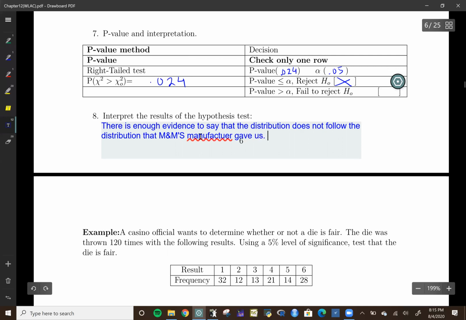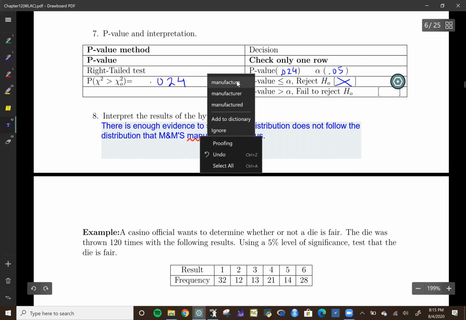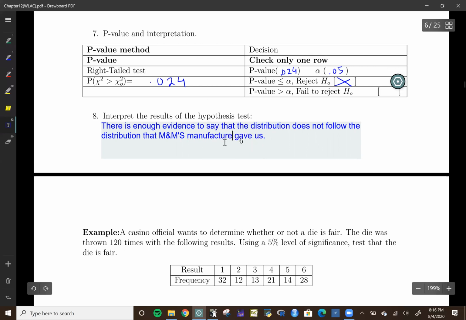All right, let's right click it for AI perspective. Cool. So for this one, we'll say there's not enough evidence to say that the distribution does not follow the distribution, or sorry. There is enough evidence to say that the distribution does not follow the distribution that the M&M manufacturer gave us.